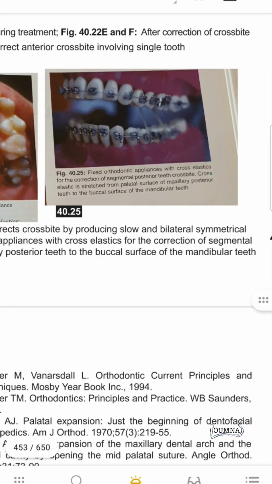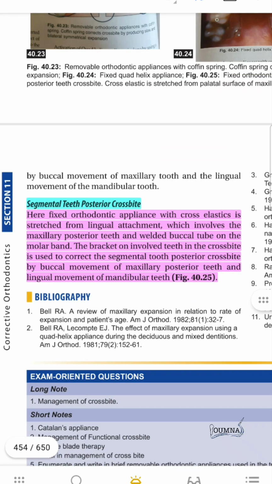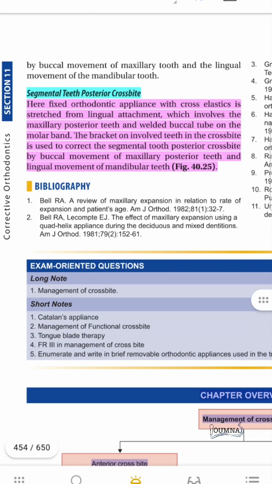Cross elastics can be used to correct a segmental posterior teeth crossbite, where the elastic is stretched from the palatal surface of maxillary posterior teeth to the buccal surface of the mandibular teeth, causing a buccal movement of the maxillary posterior teeth and a lingual movement of the mandibular teeth.